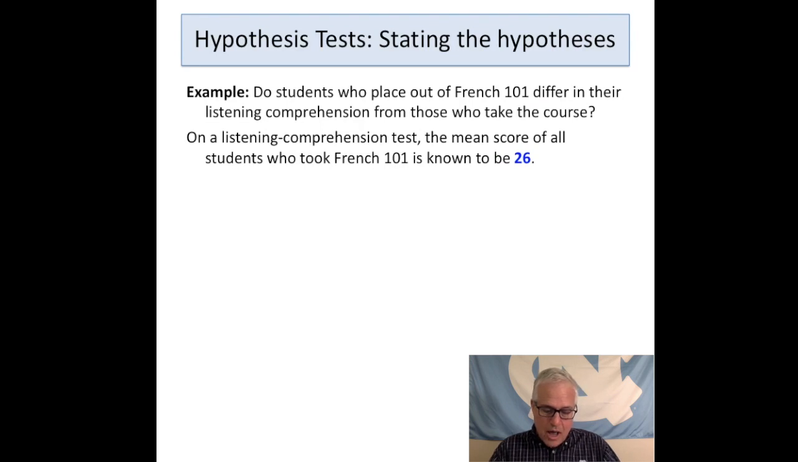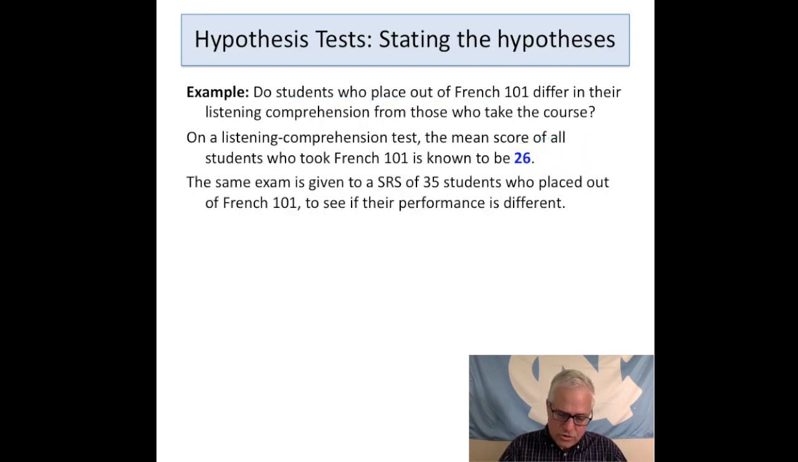Okay, so on a listening comprehension test, the mean score of all students who take the test is known to be 26. This is our mu for the broader population, the population mean. So the population we're interested in is students who place out of French 101, but we're going to assume for that group, without evidence, that their mean is the same as the mean for students who take French 101. Okay, so I haven't looked at any data so far. Hopefully we're asked for the alternative hypothesis next. The same exam is given to a simple random sample of 35 students who placed out of French 101 to see if their performance is different.